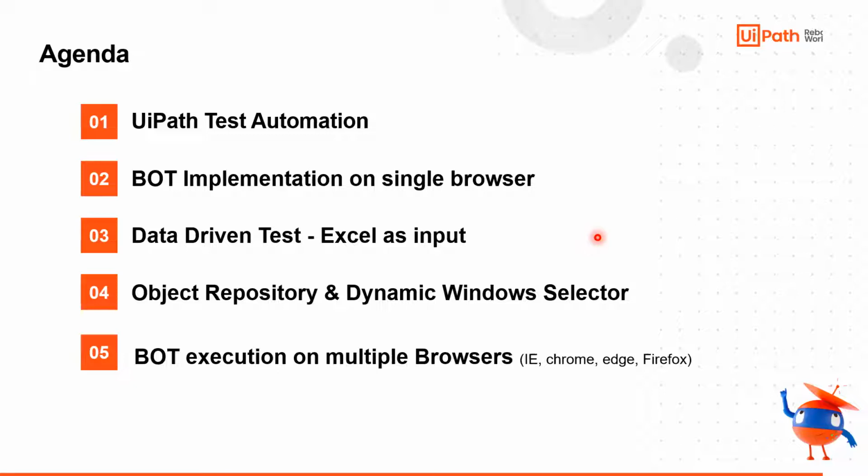We'll use Excel as input, like data-driven testing with multiple sets of variation data. We'll work on the object repository, which is available in the modern design experience. We'll make a dynamic window selector to support all the browsers, and we'll execute the bot on multiple browsers like IE, Chrome, Edge, and Firefox.